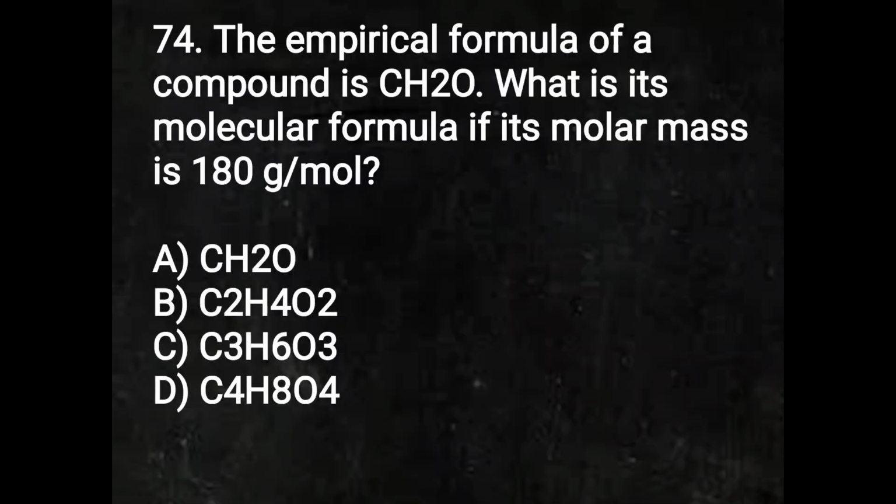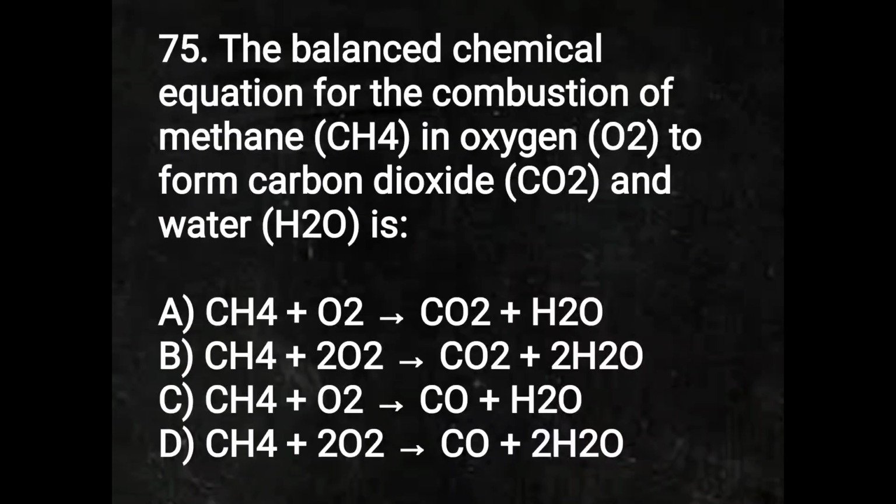The empirical formula of a compound is CH2O. What is its molecular formula if its molar mass is 180 gram per mole? Option C is the right option, C6H12O6. The balanced chemical equation for the combustion of methane in oxygen to form carbon dioxide and water is option B, CH4 plus O2 gives CO2 plus water.